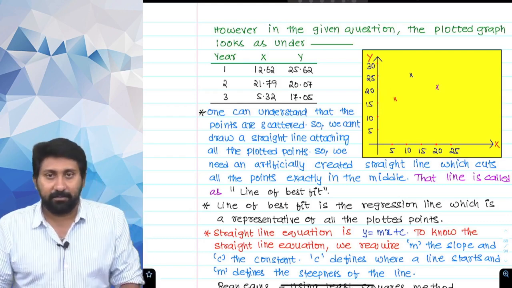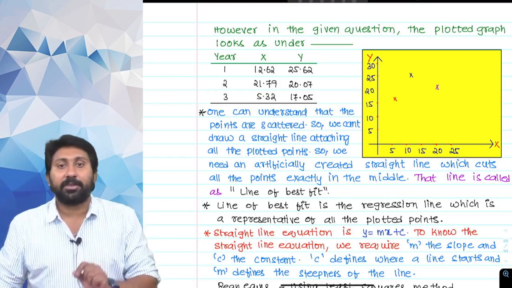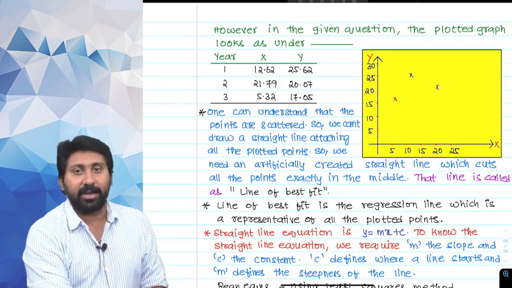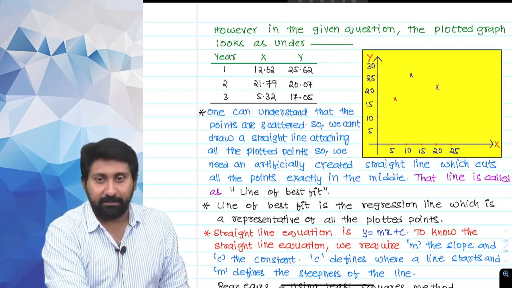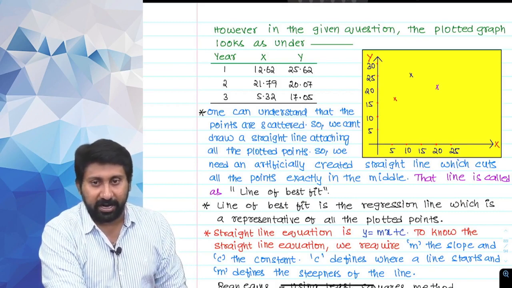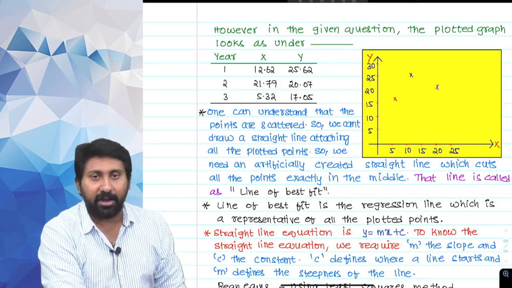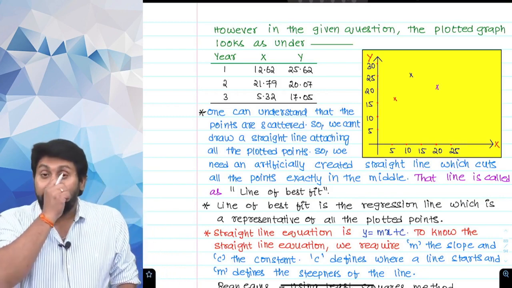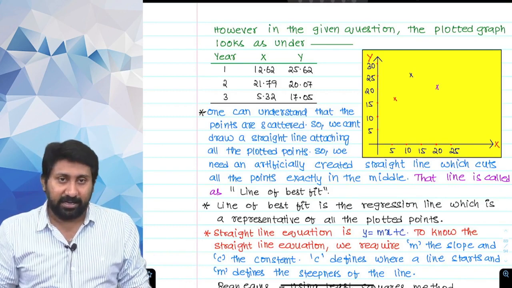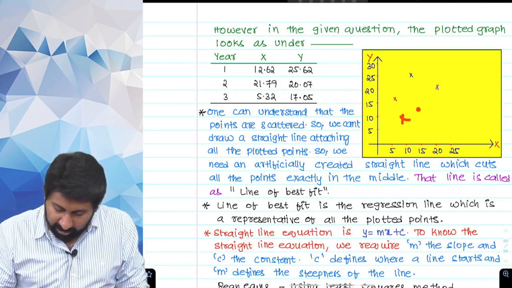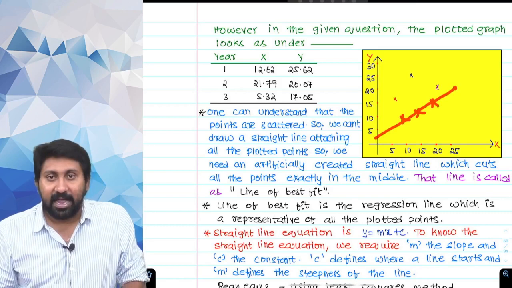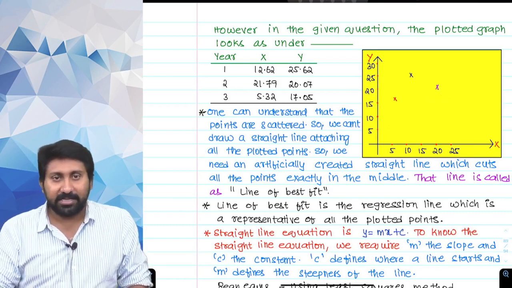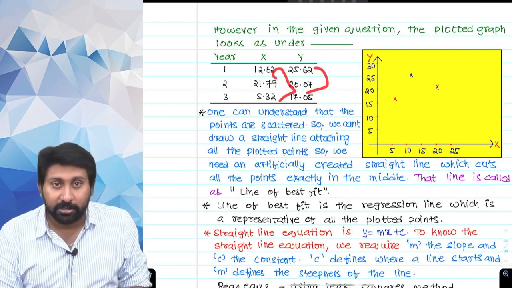Now, if you observe, when the market information and the security information are plotted on a graph, do they automatically fit into a straight line? No, they are forming scattered points. If the points automatically fit into a straight line, I can tell that when the market increases, the security increases. How much? On the basis of the slope.